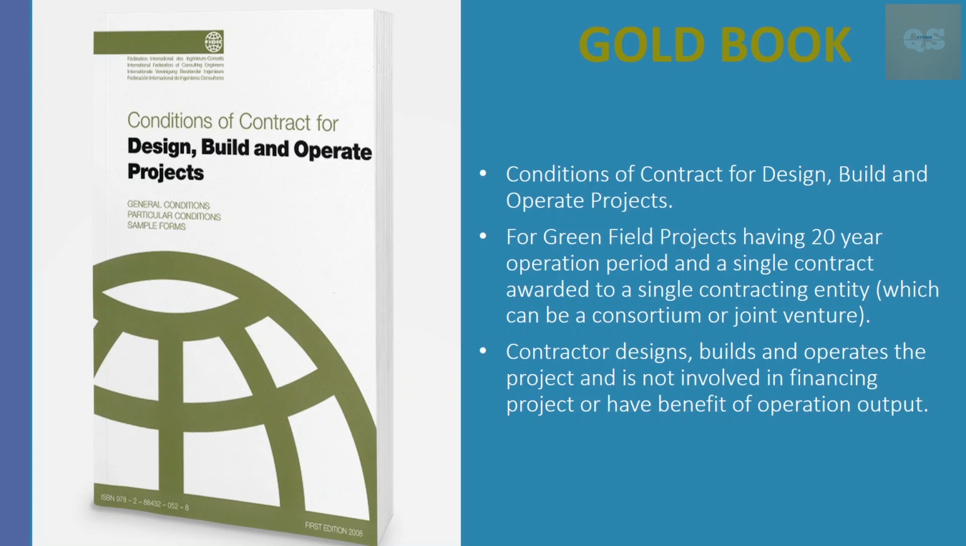So gold book is mainly used for greenfield projects, and here the contractor will design, they will execute and operate the project, and once the final operation is being carried out, no financing is carried out by the contractor, or they will not have any benefits of operation output. All these are maintained by the employer. So the contractor just needs to design, build and operate the project. They will not have any right for any profit that comes out of operating that facility. That all lies with the employer only.